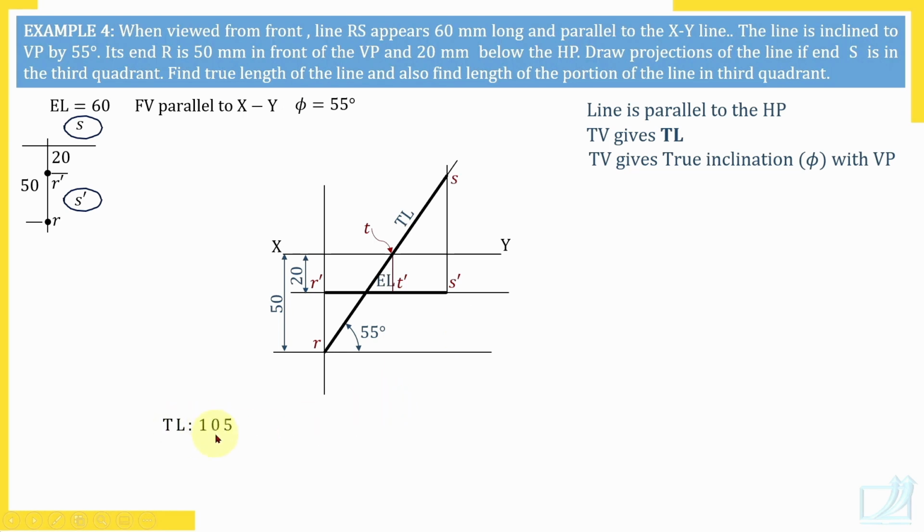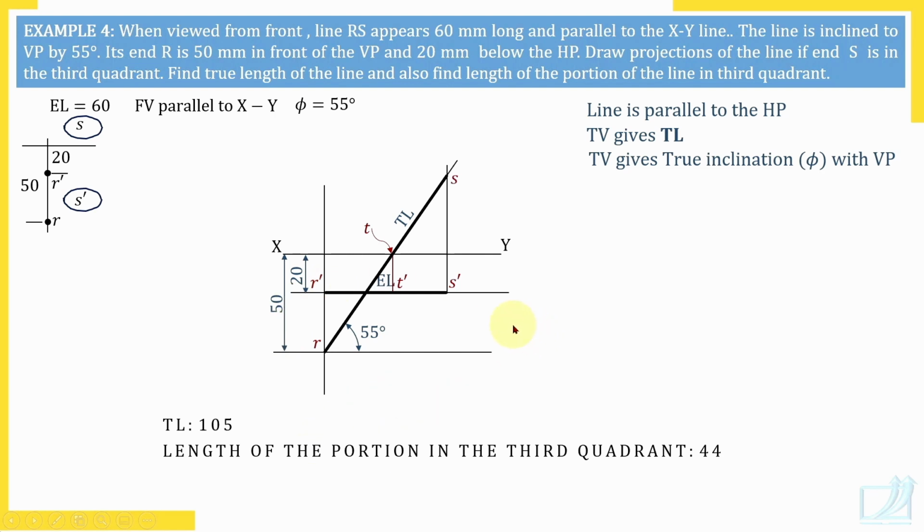So true length is 105 and length of the portion in the third quadrant is 44 millimeters. Now construct this drawing. Just refer to the video, pause the video if required, complete the drawing and be sure that you get these dimensions. Now we have solved the problem.